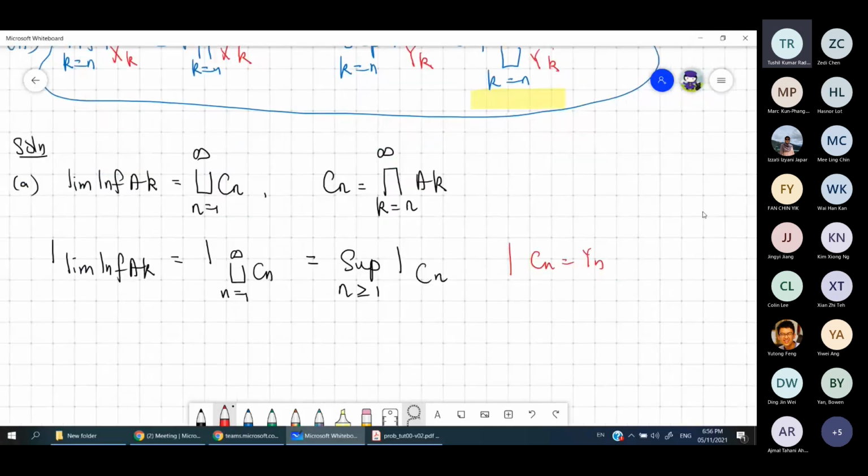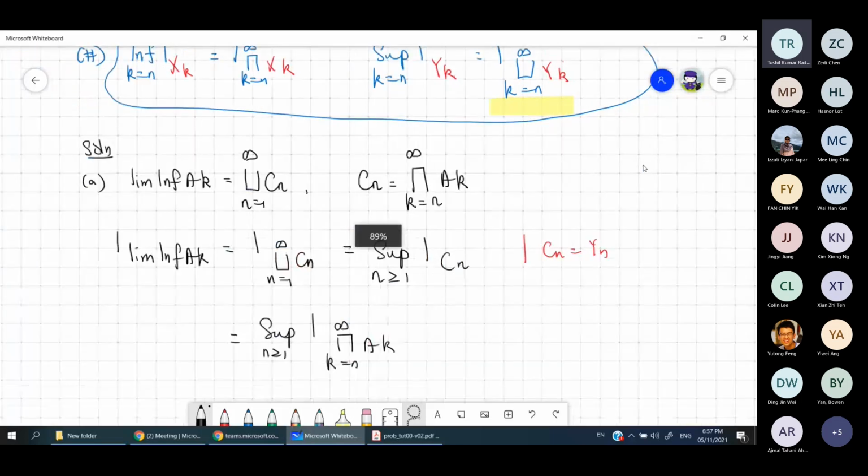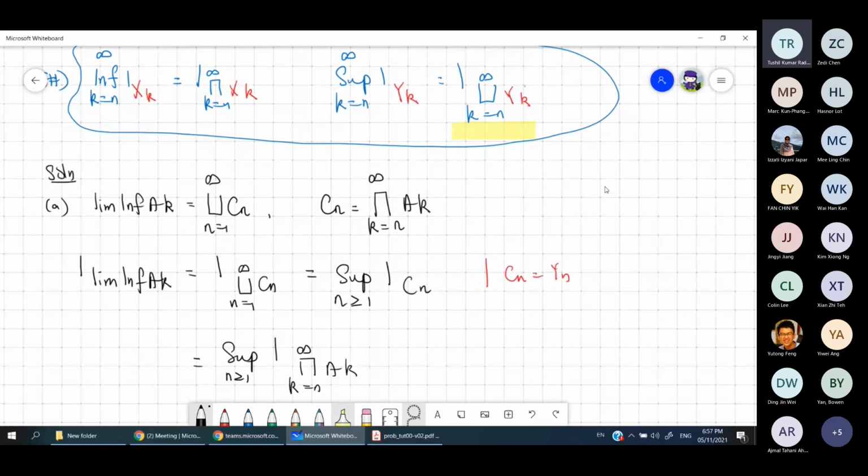Next we express this in here. So this thing can be written as, supremum no change, n greater than or equal to 1, 1 of the intersection of k running from n to infinity of AK. Now you compare to this formula here. Just look at this formula. We have this pattern, right? That means we are just putting AK to be our XK here.